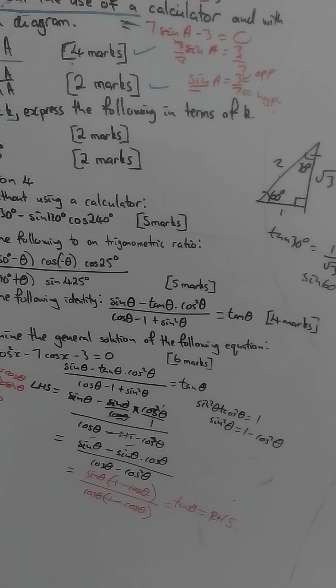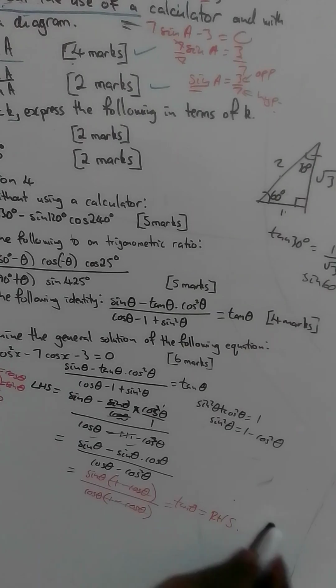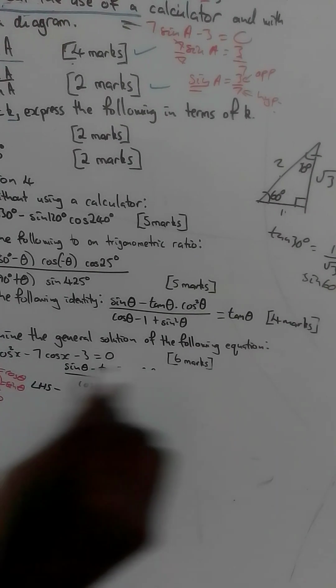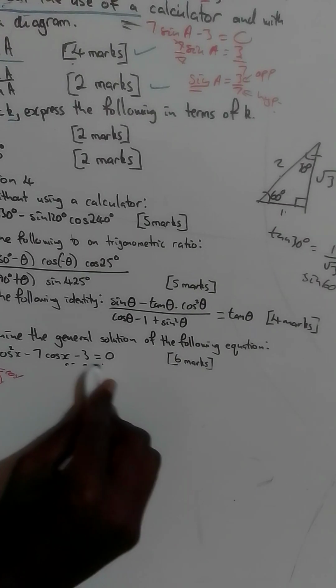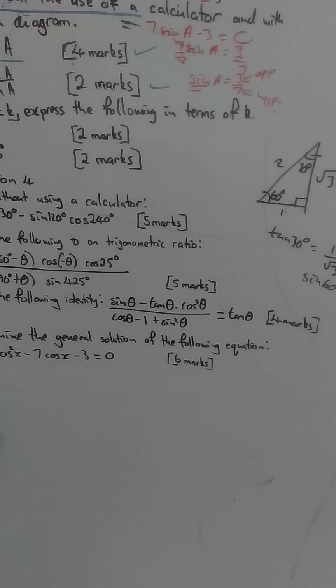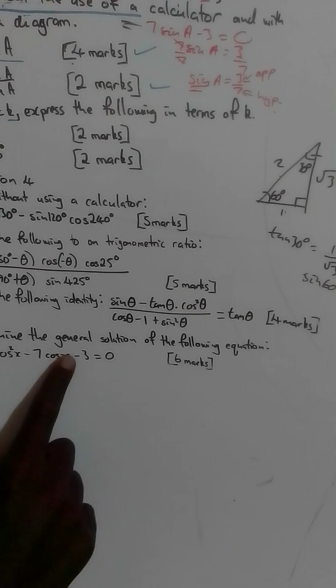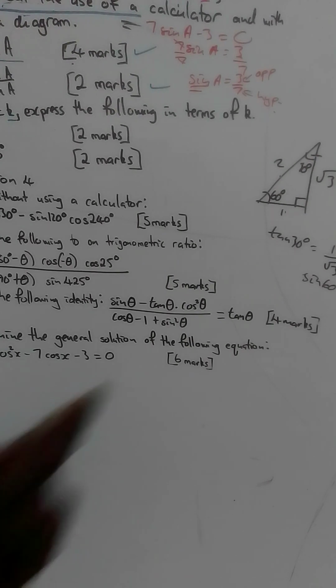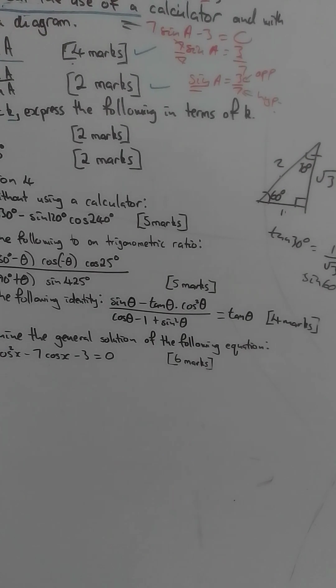Okay, hopefully everybody understood. Now let's go to the last question, right? The last question is about general solutions. And with these general solutions, what are we going to do? Now we're given 6 cos squared x minus 7 cos x minus 3 is equal to 0. What we need to do here, we need to factorize. That is the first step.